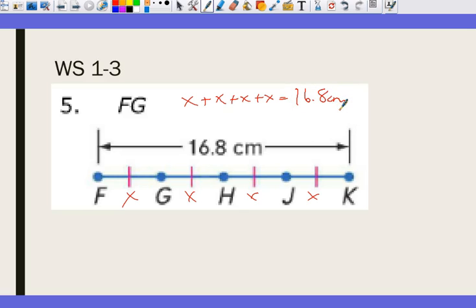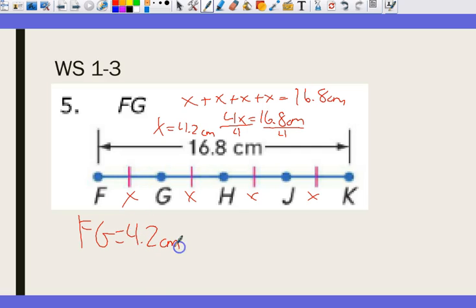X plus X plus X plus X is what? 1, 2, 3, 4, 4 X's is equal to 16.8 cms. Divide both sides by 4, and we get X is equal to 4.2 cms. So FG is equal to 4.2 cms. Ready to move on?